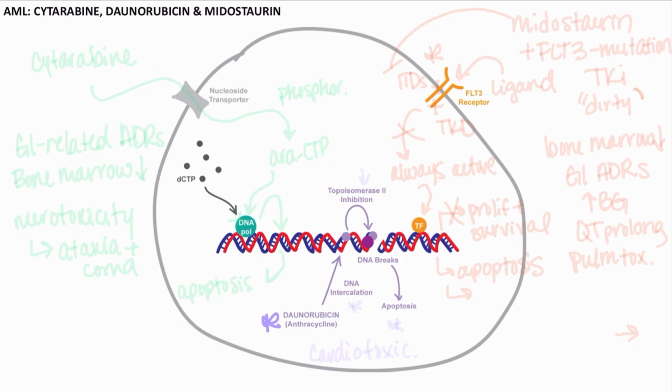So just as a brief refresher, daunorubicin, like the other anthracyclines, will intercalate into DNA, blocking replication, and this will interact with topoisomerase II, inhibiting its normal function, causing DNA breaks to eventually trigger apoptosis in our malignant myeloblasts. And remember, the big adverse drug reaction for this agent is cardiotoxicity.